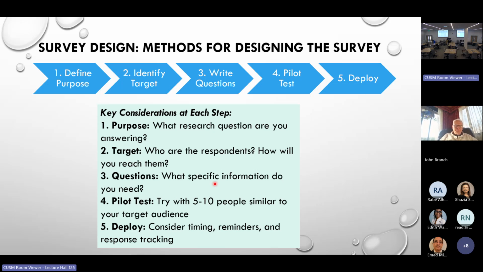Questions. What specific information do you need? Do you need attitudes and beliefs? Do you need free response? Or do you need a list of different responses in which the participant can select any one of those responses, select all that apply, or specifically select only one of a series of responses?